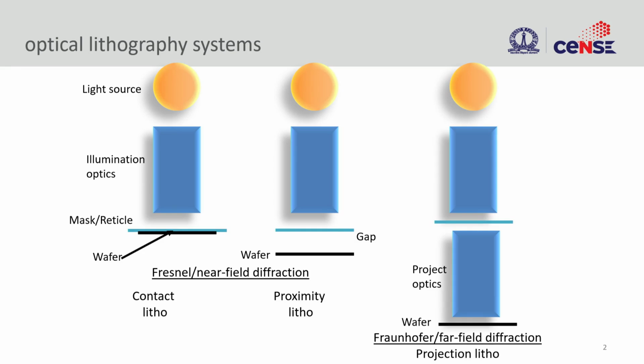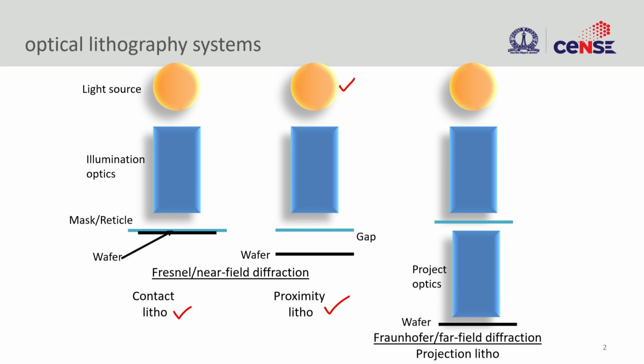This is something that we already saw earlier. We have three types of optical lithography system: contact litho, proximity litho, and projection lithography. In this particular lecture we are going to look at contact litho and proximity lithography. If you look at the system itself, it is very similar, almost the same. In fact, we are going to use the same system to do both these types of printing.